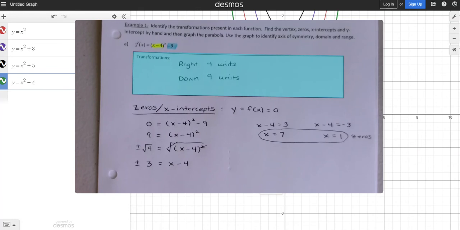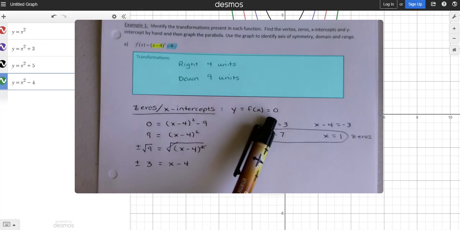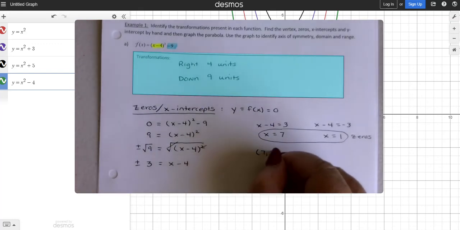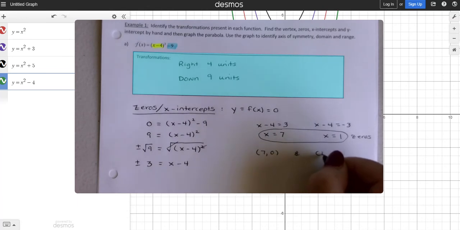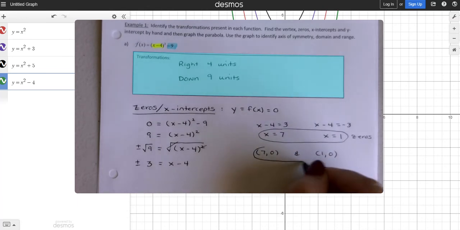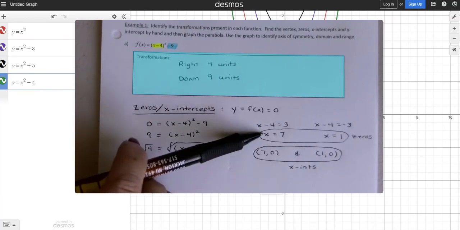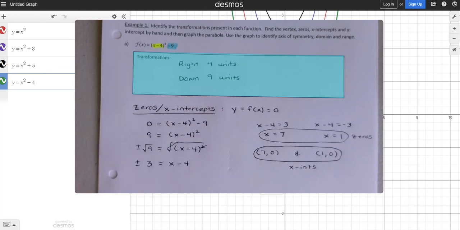If I want to turn them into actual points or x-intercepts, I just have to include the fact that the y value is 0. So (7, 0) and (1, 0) are actually my x-intercepts. It's a very subtle difference, right, between when we talk about zeros and when we talk about x-intercepts. Zeros are just the x values that make the equation equal 0. X-intercepts are actually points on the graph.